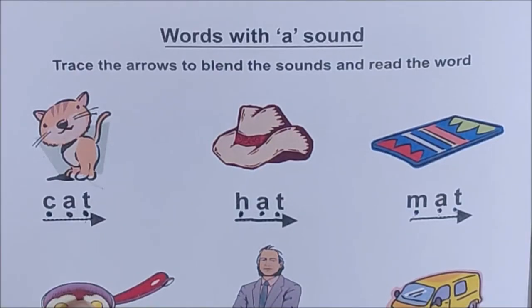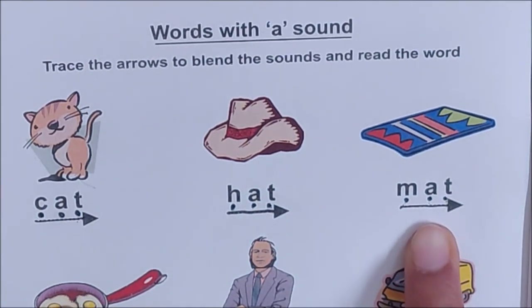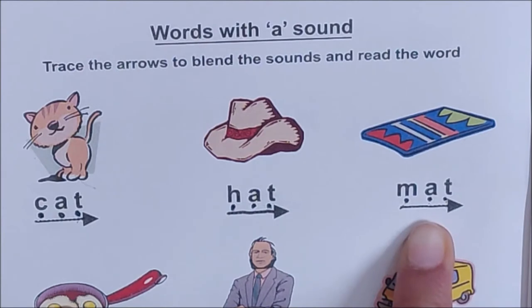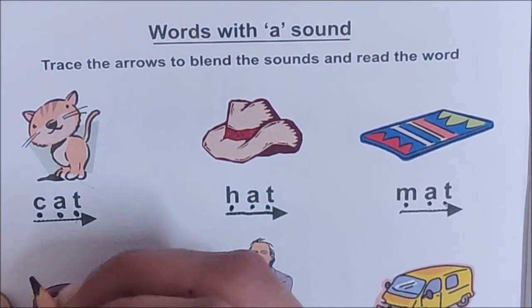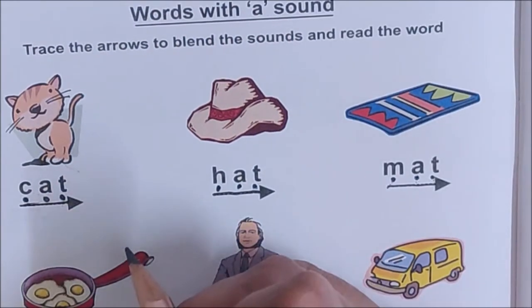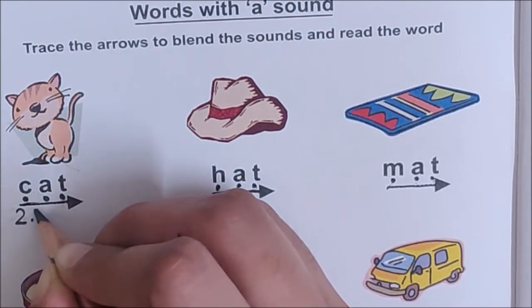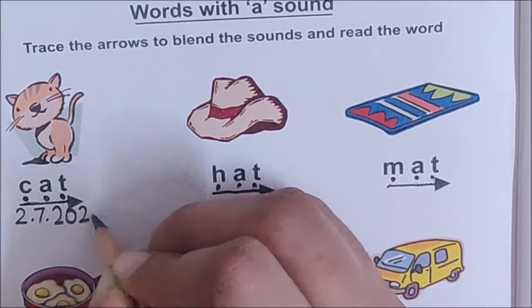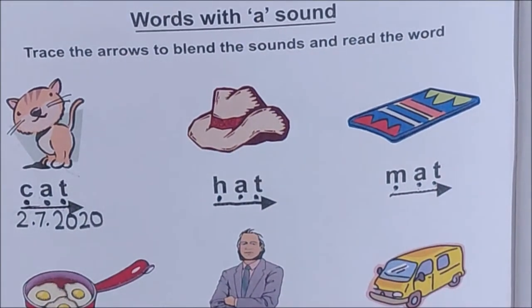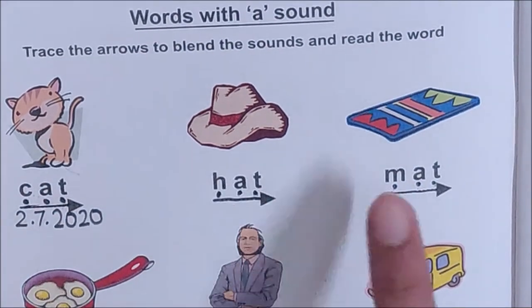We read three words today. Cat, hat, mat. Now we did reading of three words today. So it is time to write down today's date. We will write the date below the word cat. So write the date below cat. Children, don't write big numbers. 2.7.2020. We have written this date because today we read three words, cat, hat, mat.